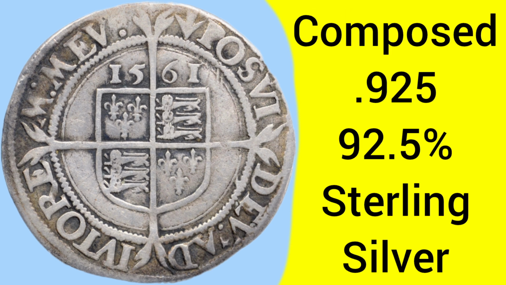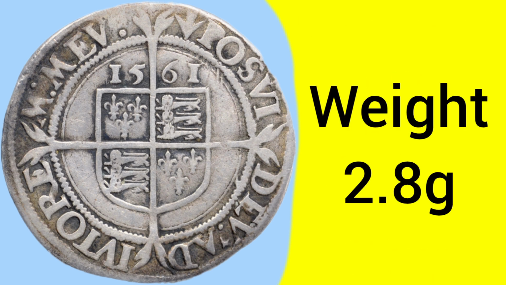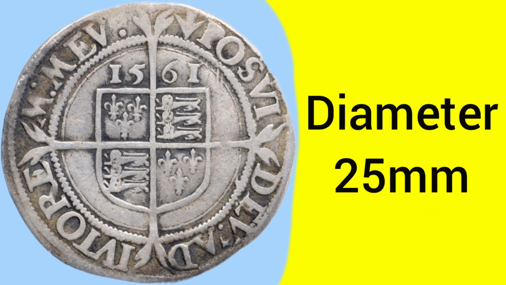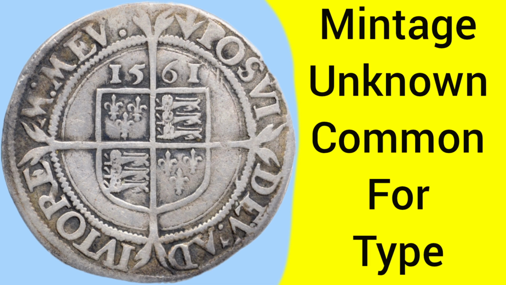The coin is composed of 0.925 silver, so 92.5% pure silver, or better known to most as sterling silver, for the composition of this coin. The weight of the coin is 2.8 grams, so a fairly similar weight to the modern sixpence from later on when it was milled and standardised, with a larger diameter though, as it's a thinner coin being hammered, a diameter of 25mm, so more similar to a more modern halfpenny.